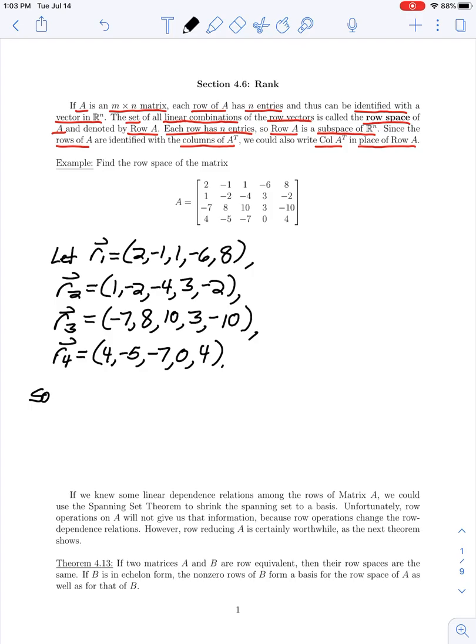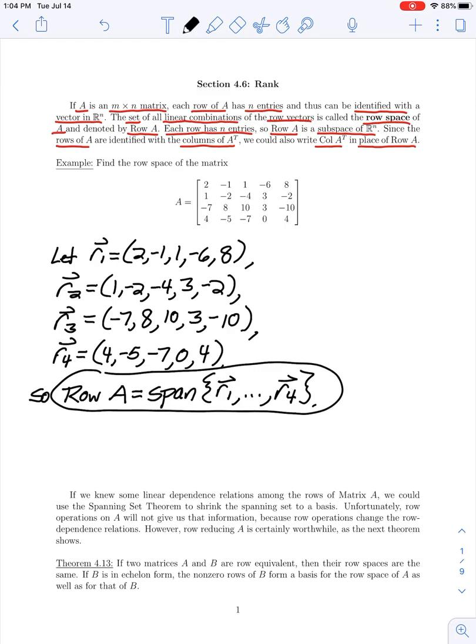So when we're referring to the row space of this matrix A, it would be the set which is spanned by these four rows. That is the set of all linear combinations of those row vectors. So the row space of A could be defined as the spanning set of these row vectors R1 through R4. All right, so here would be a way to identify our row space. Somewhat similar to finding the column space for a matrix, but instead we're working with row vectors.